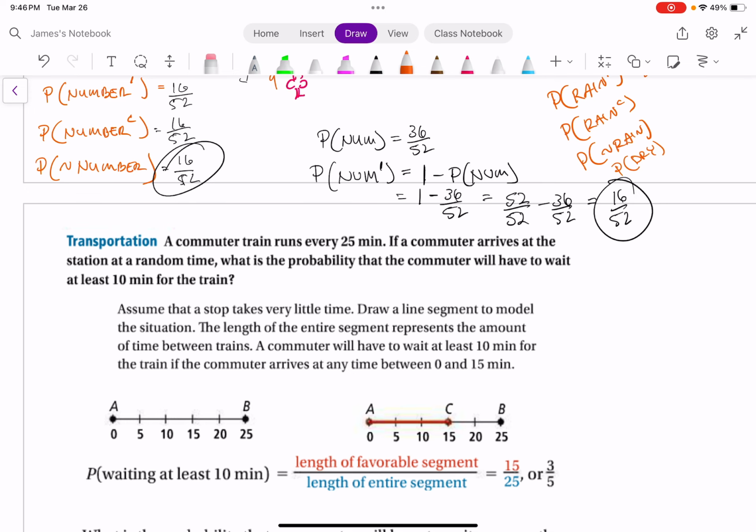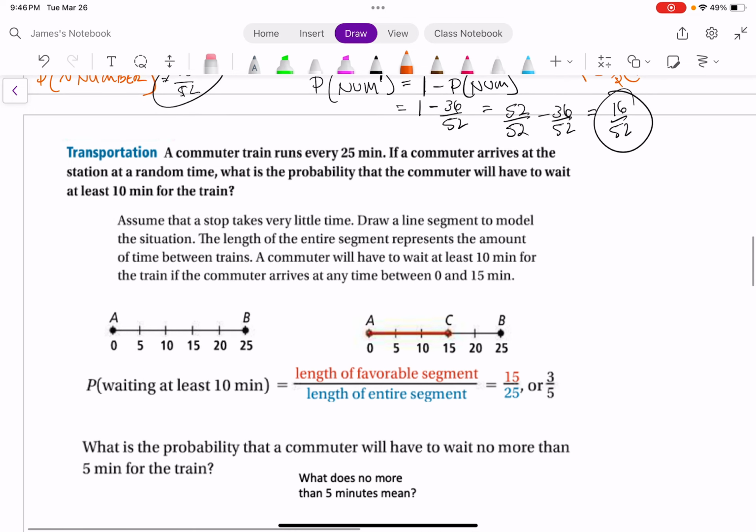Okay, so this example, you might see a couple like this. A commuter train runs every 25 minutes. If a commuter arrives at a station at a random time, what is the probability that the commuter will have to wait at least 10 minutes for the train? It says assume that a stop takes very little time. Okay, so sometimes with probabilities and math in general, we have to make assumptions. So a stop is like instantaneously fast. So they stop and they start back up right away.